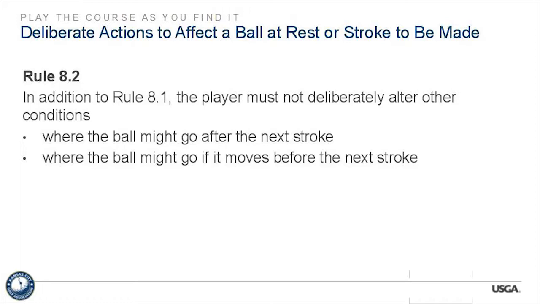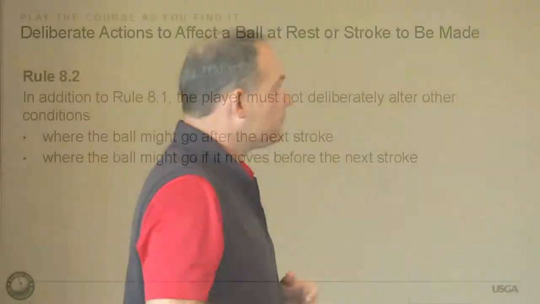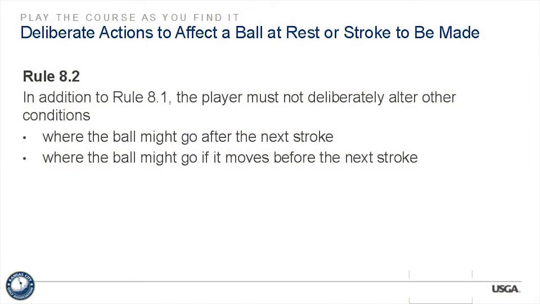Like if you're in a greenside bunker, playing up to the green there, and there's a bunker on the other side that hasn't been raked, and you go over there and rake that bunker because you think your ball might be sculled out in there, you can't do that. You cannot do that. This rule specifically says where the ball might go after the next stroke.